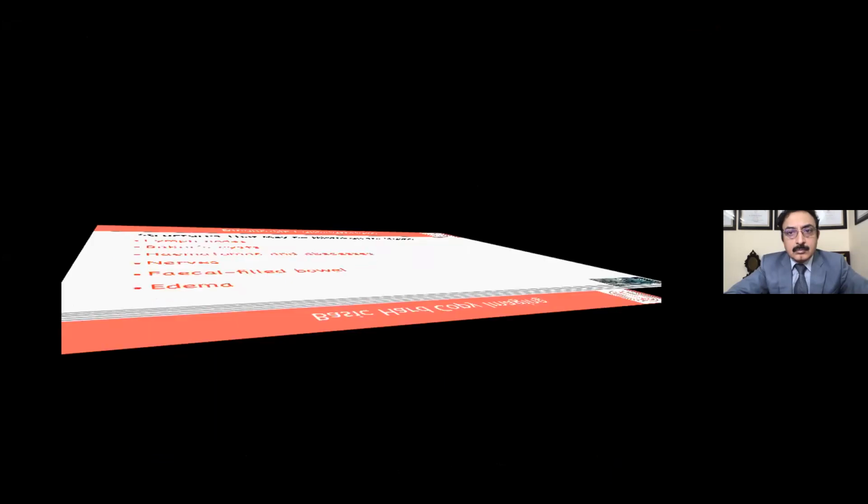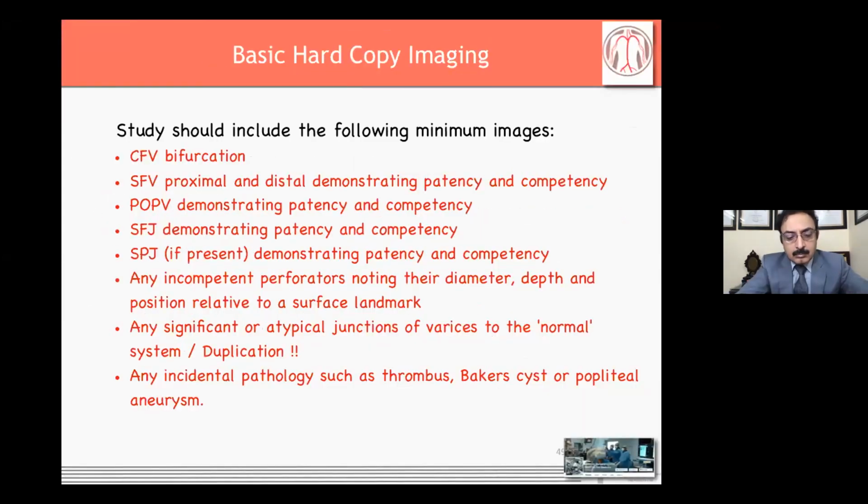Whenever you give a report, you should give a complete report right from your belly downwards. So talk about the CFV, bifurcation, SFV proximal, distal, demonstrating patency. Every vein, deep and superficial system, and the perforators should be commented on, and any other finding you see during the scan should also be mentioned.